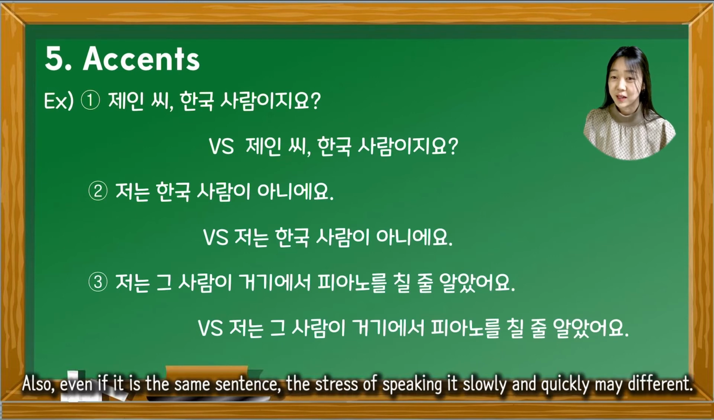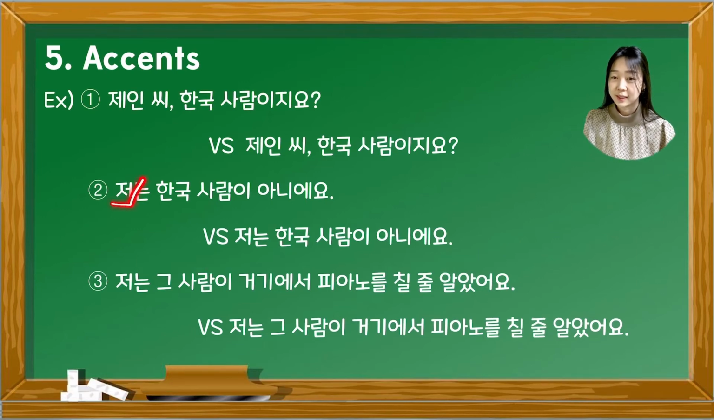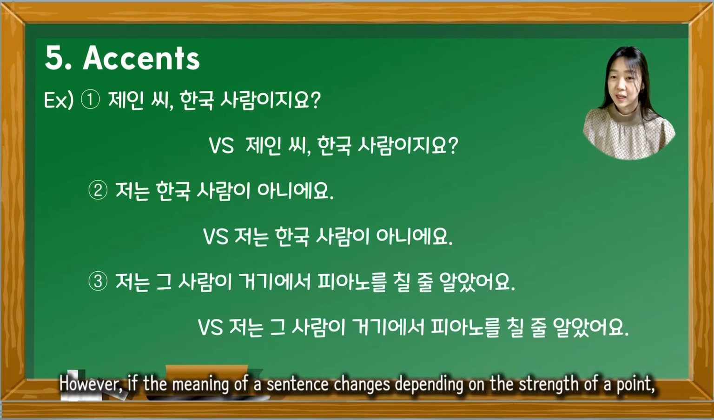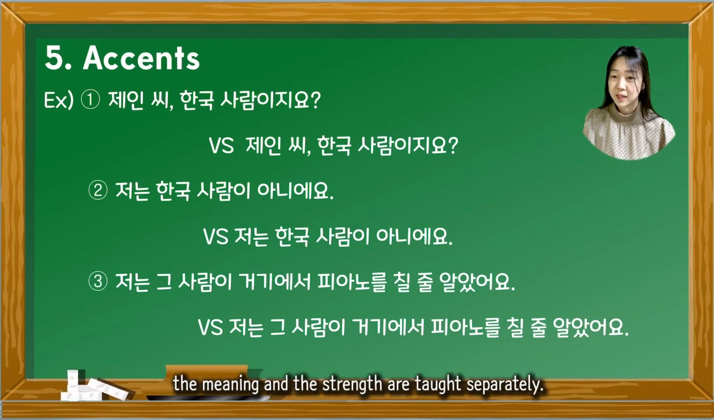Also, even if it is the same sentence, the stress of speaking it slowly and quickly may differ. 저는 한국 사람이 아니에요. And 저는 한국 사람이 아니에요. However, if the meaning of a sentence changes depending on the strength of a point, the meaning and the strength are taught separately.